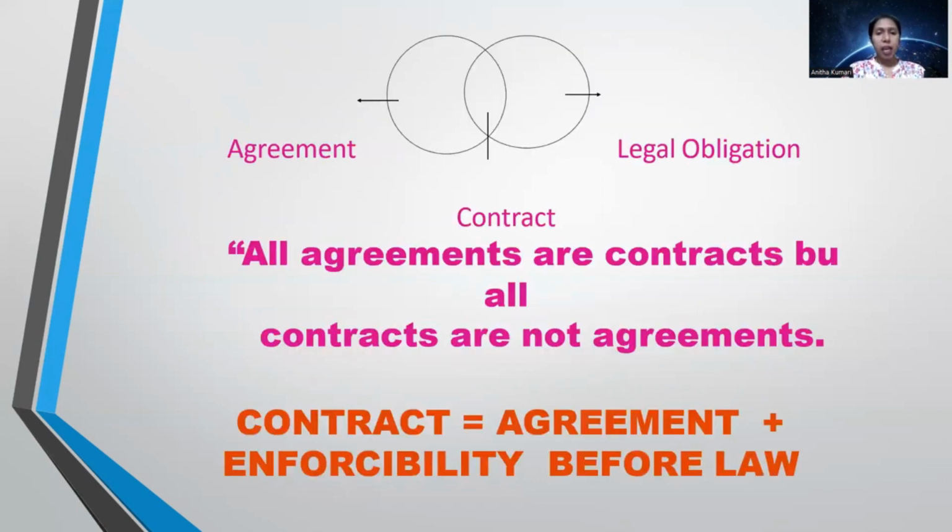So see this diagram: an agreement and legal obligation. The center part is called a contract. It means that an agreement which is accepted by law is called a contract. All contracts are agreements, but not all agreements are contracts. So contract equals agreement plus enforceable by law.